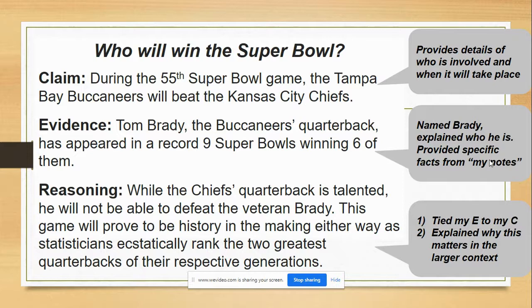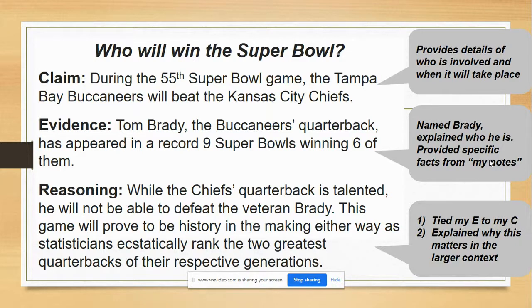And then the reasoning is more developed than the non-example. I intentionally tied my evidence back to my claim. While the Chiefs quarterback is talented, he will not be able to defeat the veteran Brady. So I'm adding that little extra nuance of information there. I'm acknowledging that the Chiefs quarterback has some positive character traits, but I think that Brady's veteran status will cause him to be the winning quarterback. And then I went on to add that last sentence. Many students will leave this off.